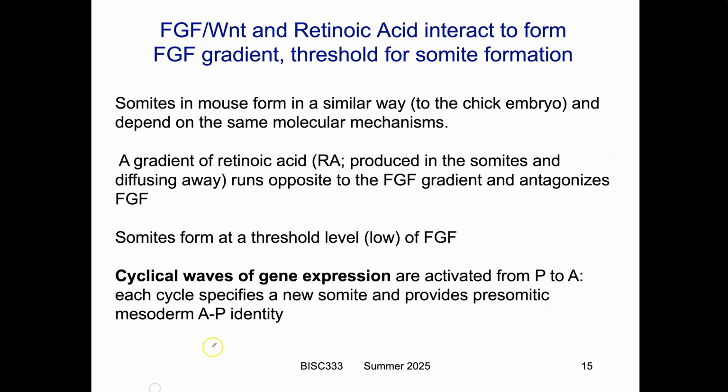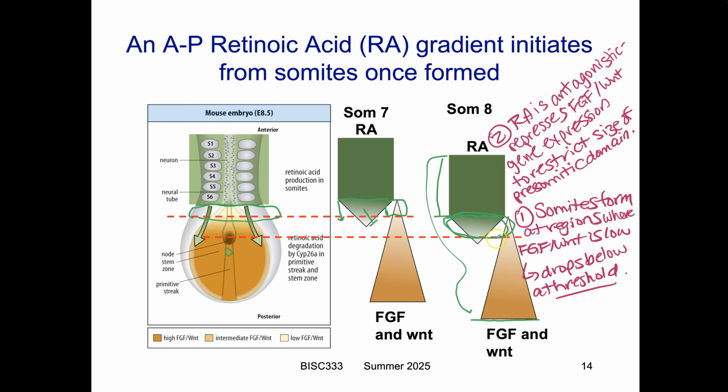Sometimes things like this, you have to go through a couple of times to get the idea. So you've got FGF and Wnt from the node side and retinoic acid from the somite side, and they interact and form this FGF gradient, because where you have lots of retinoic acid there's no FGF, and where there's less of it you get less of the repression, and that leads to the gradient, right? And then, as I said, the somites form at the threshold where FGF drops below a certain level. That defines the posterior boundary of the somite.